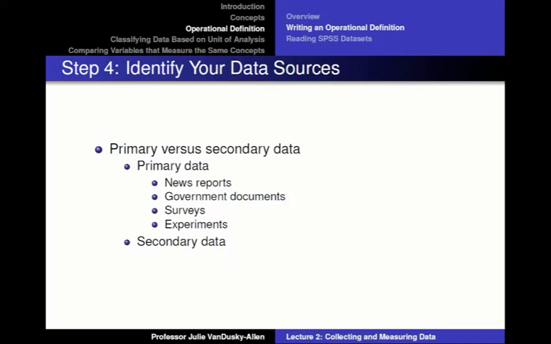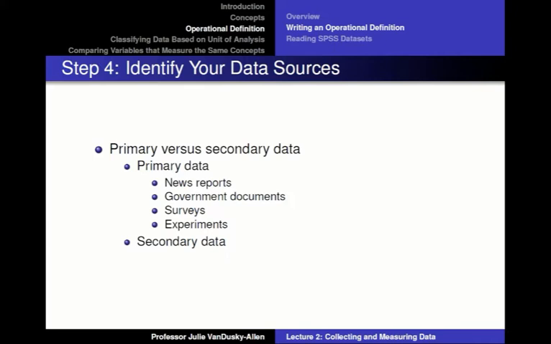The last step in creating an operational definition is defining your data sources. Your data sources tell you whether your subjects meet the specific observable criteria in your variable. We could either use data we collected, which is called primary data, or use data that other people have collected, which is called secondary data. If we wanted to collect primary data, we could use information from news reports, government documents, surveys, or experiments. There are lots of places we can collect data from.